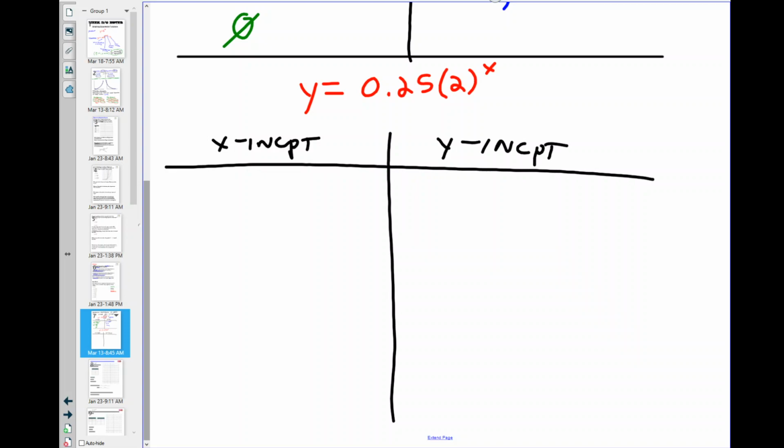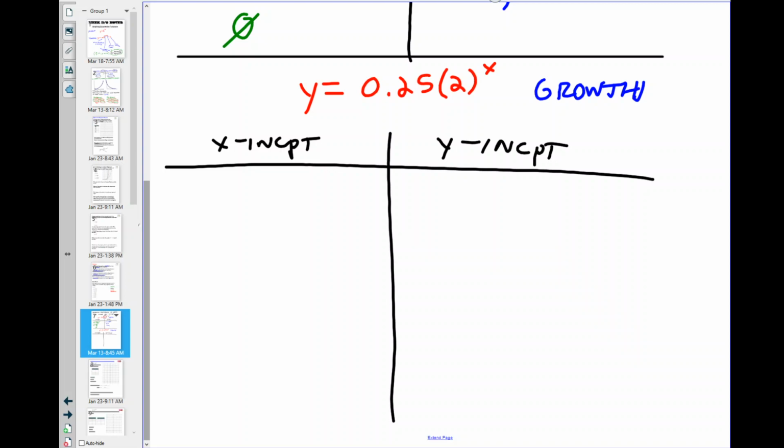Is that a growth or a decay? It is a growth. Why a growth? The base is greater than 1. Right, Mohammed? Mohammed is all about that base.